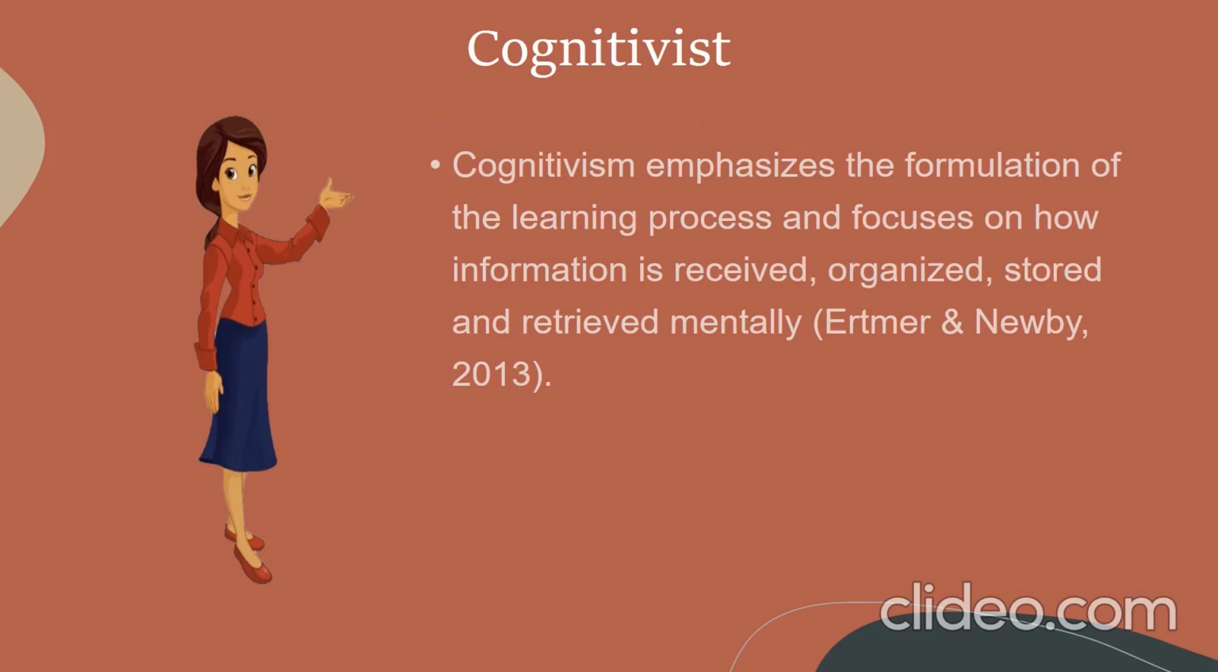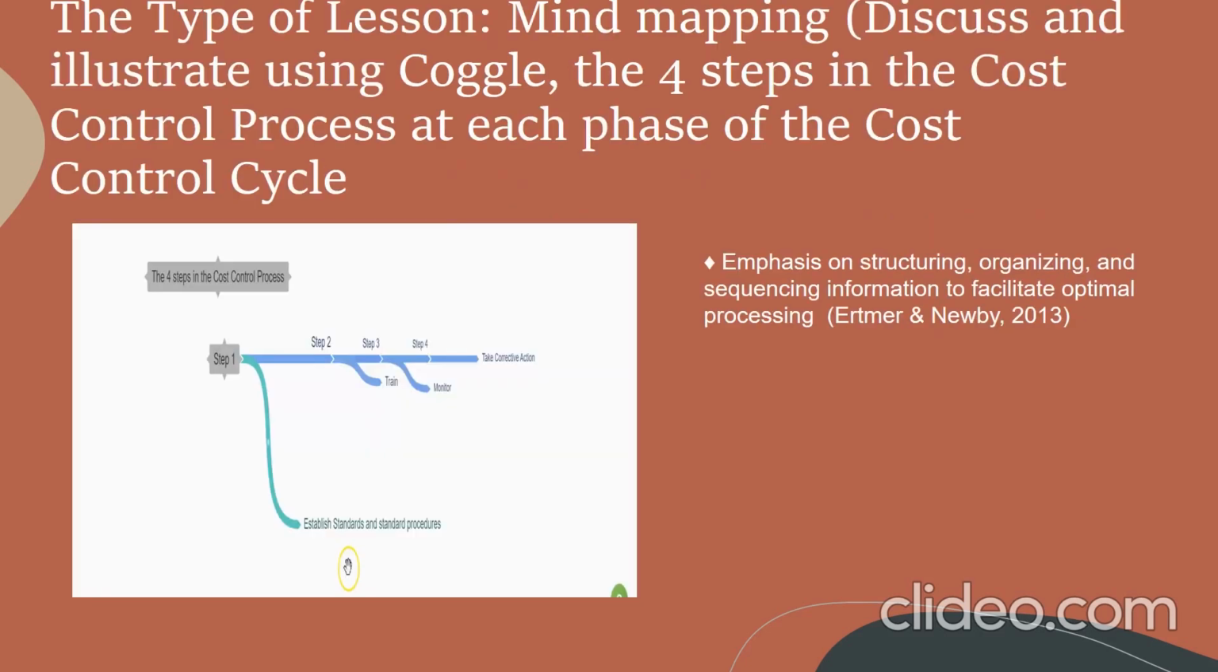We move on to the cognitivist perspective. Cognitivism emphasizes the formulation of the learning process and focuses on how information is received, organized, stored, and retrieved mentally. The type of lesson in support of the cognitivist perspective is mind mapping. Students will discuss and illustrate using Kaggle the 4 steps in the cost control process at each phase of the cost control cycle.